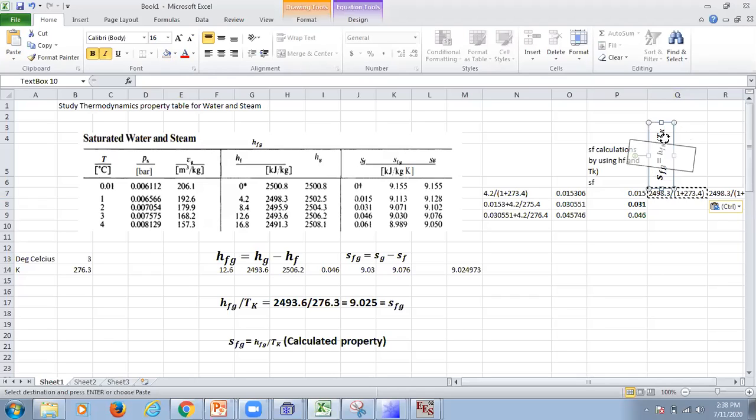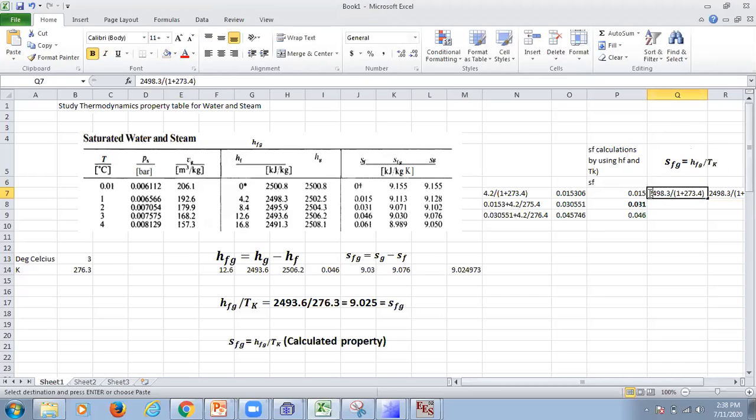Let me turn this. Put the equal sign here. See, 9.105. So this is 9.10459, which means 9.155 almost. Sorry, yeah, 9.11. Okay, almost there. So same way for the SFG here. Yeah, let's see, 2498.3.